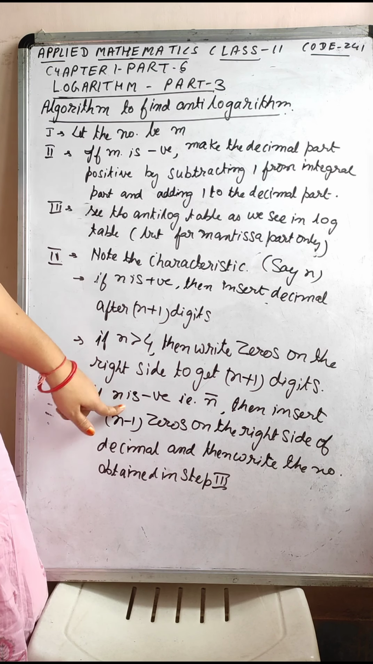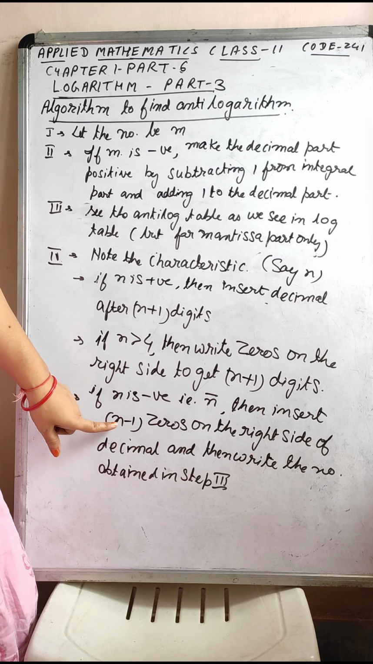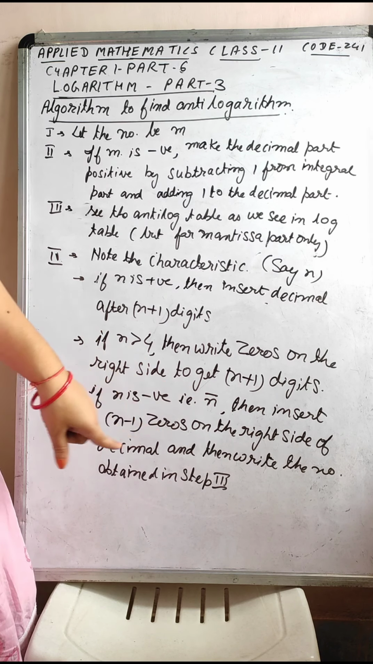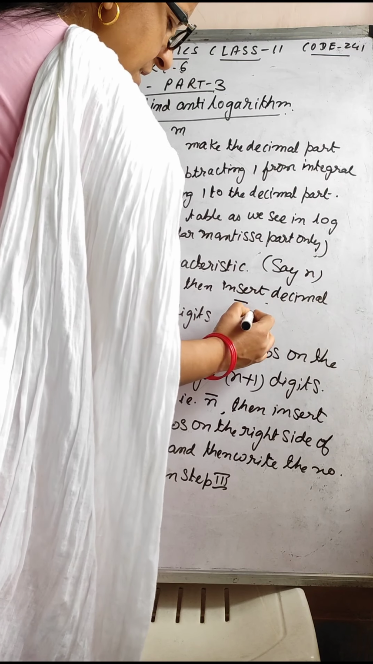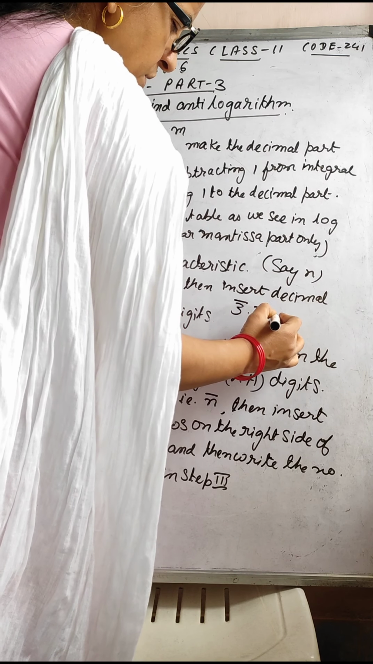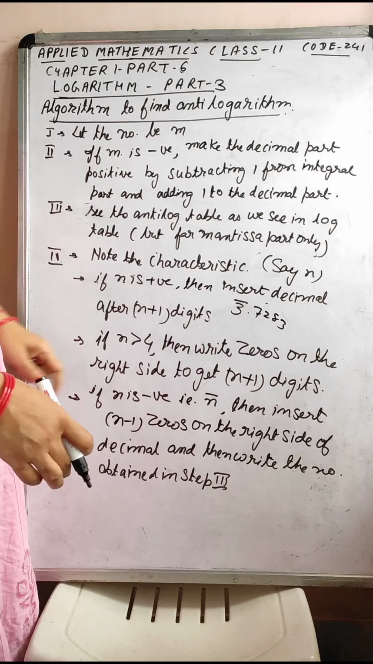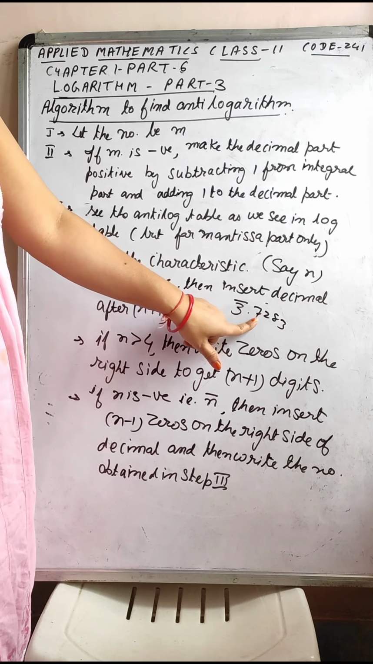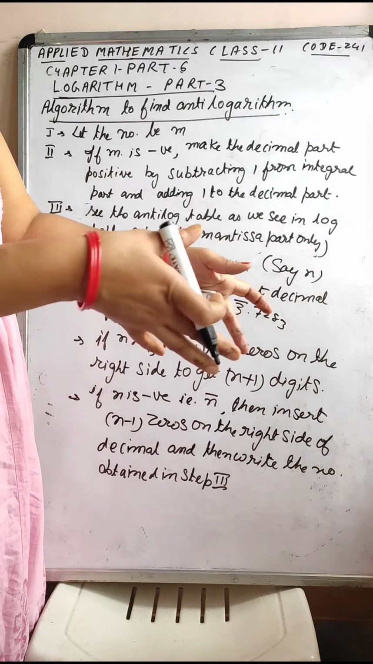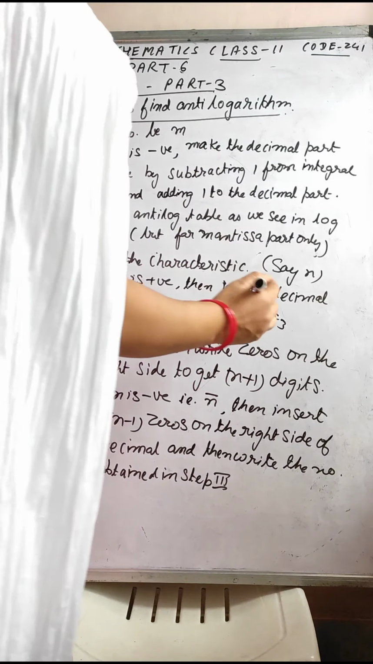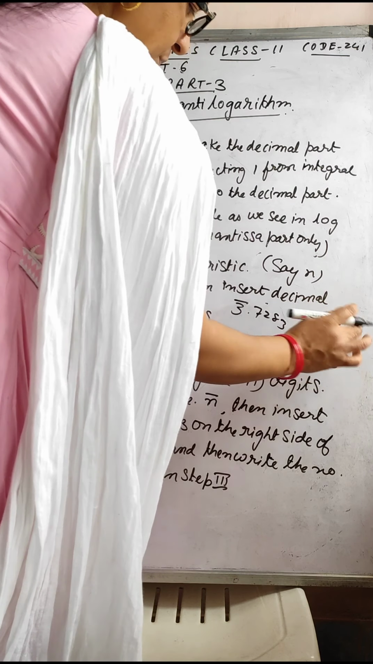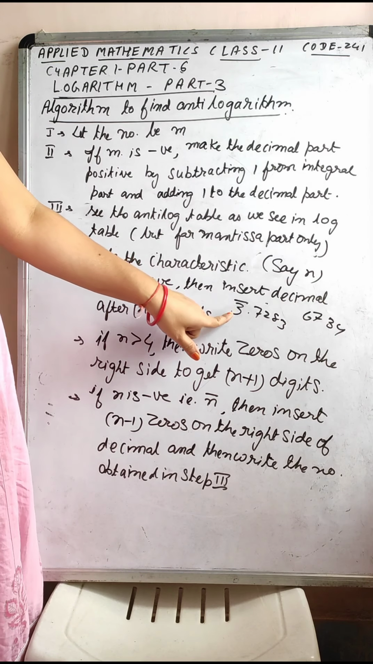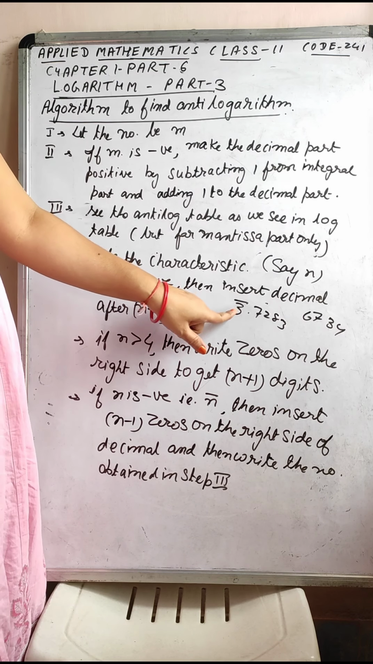And if n is negative, the characteristic is negative, we will be putting n minus 1 zeros on the right side of the decimal. Suppose I am taking an example. Suppose the number is 3 bar .7283. Now from the anti-logarithm table, for 7283, the mantissa part, the value is coming as 6734. Suppose it is coming like this. Now the characteristic part over here is minus 3.